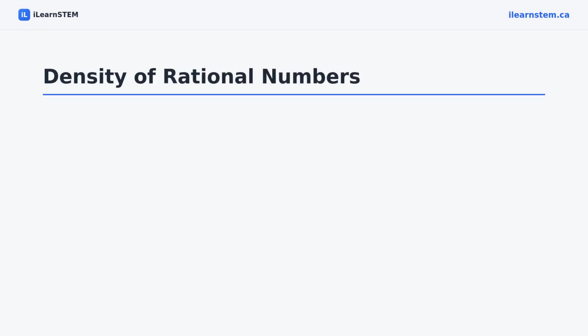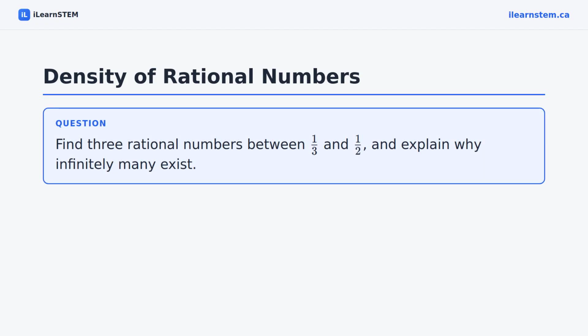We'll practice finding rational numbers between two given fractions and understand why there are infinitely many. Here's the problem. Find three rational numbers between 1/3 and 1/2 and explain why infinitely many exist.